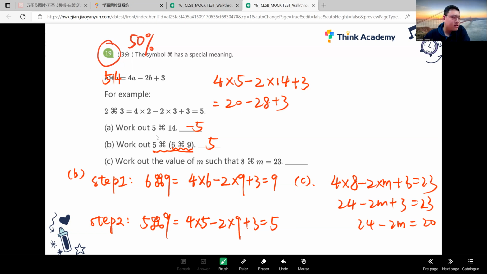M is 2. I don't think so. It's 32, guys. I made a mistake. It's not 23, it's 32. Okay, 32 here.